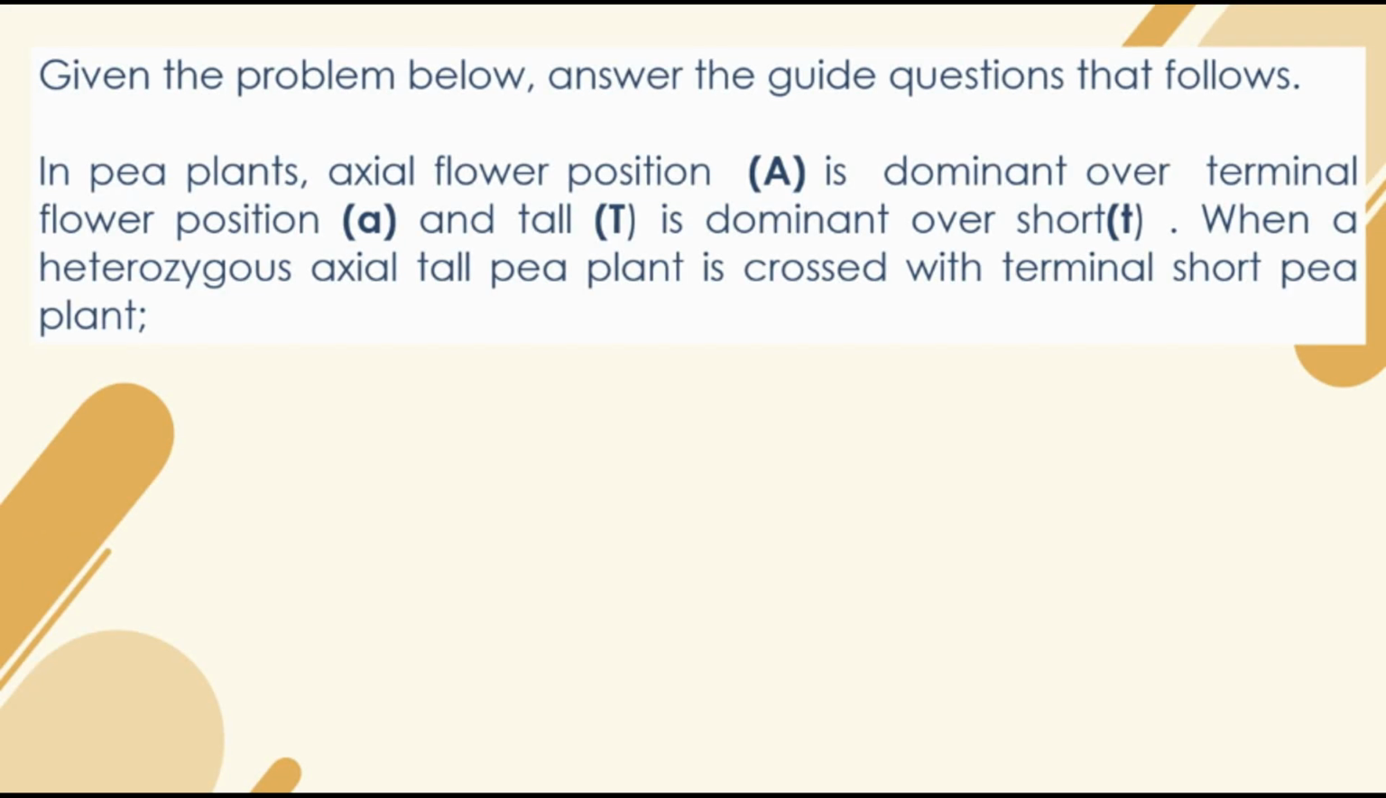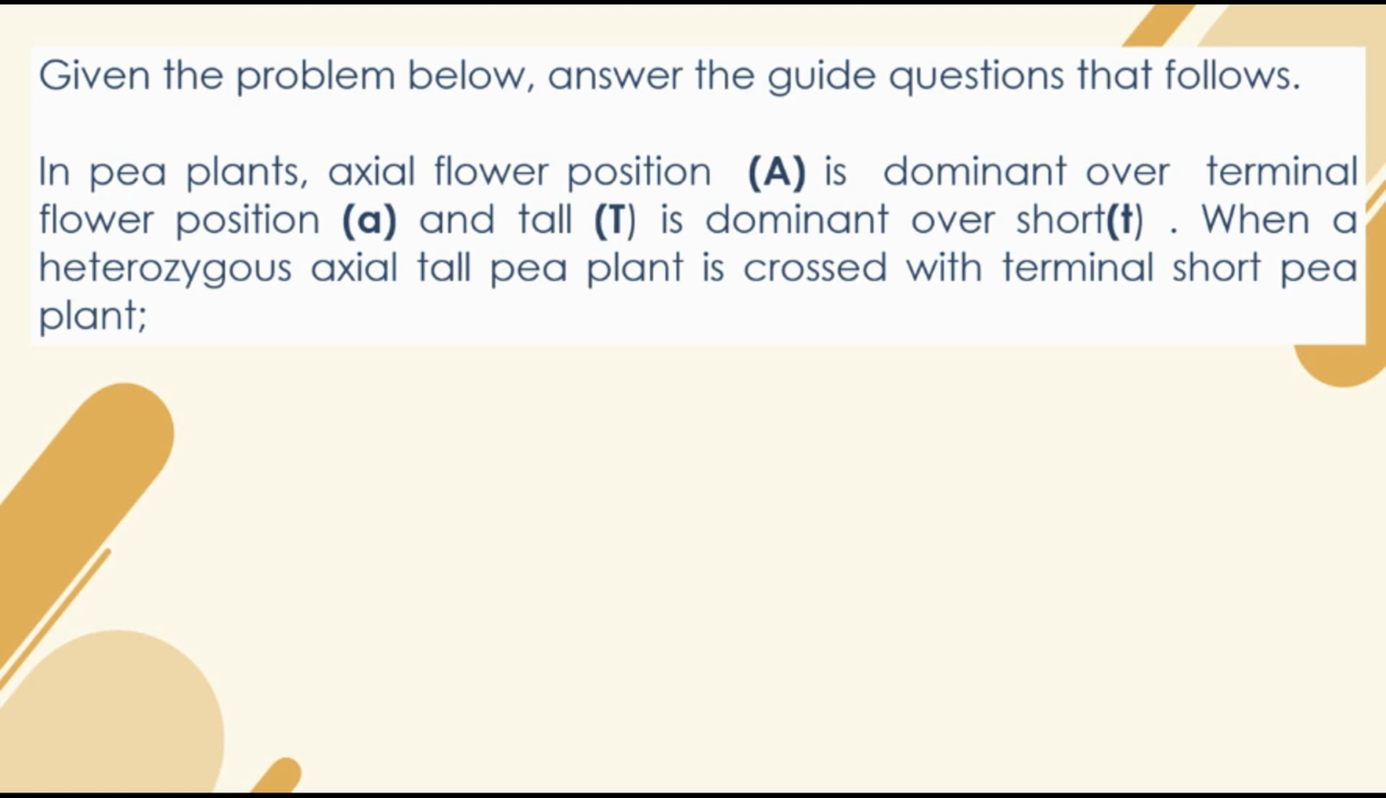Let's analyze the following genetic cross in pea plants. Axial flower position A is dominant to terminal flower position a, and tall T is dominant over short t. A heterozygous axial tall pea plant is crossed with a terminal short pea plant. From the designation of heterozygous, it is understood that the alleles for both traits in the first parent must be composed of one dominant and one recessive allele. This makes the genotype of the first parent capital A, small a, capital T, small t.